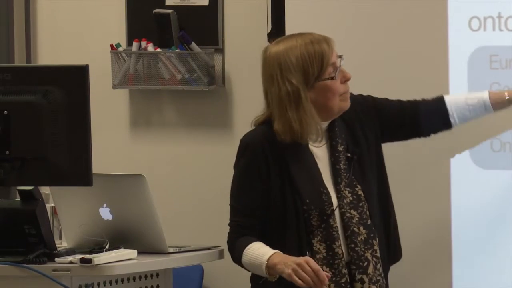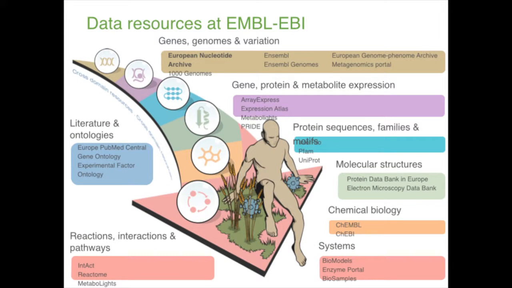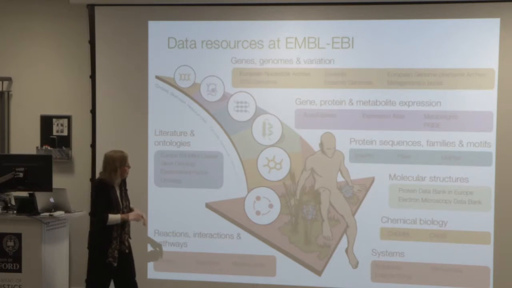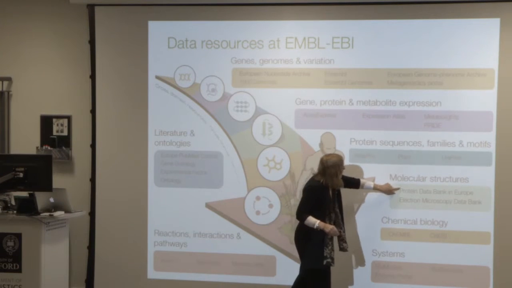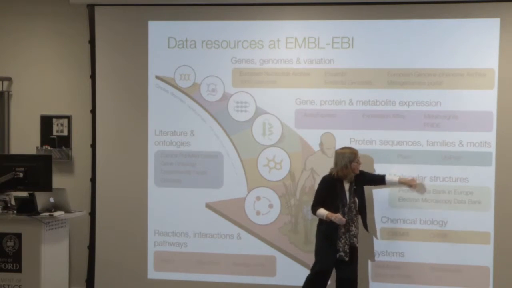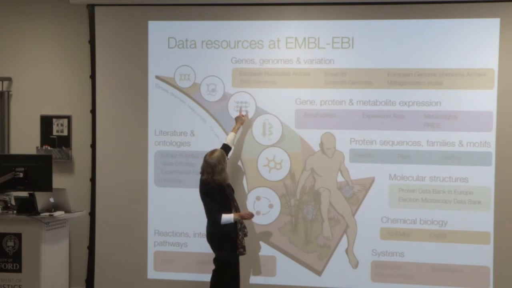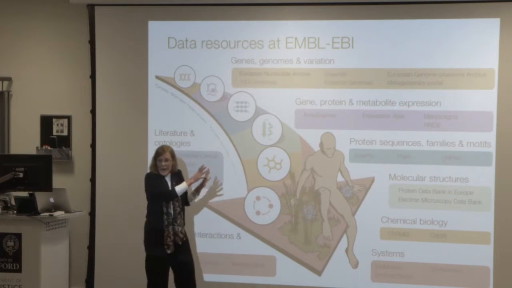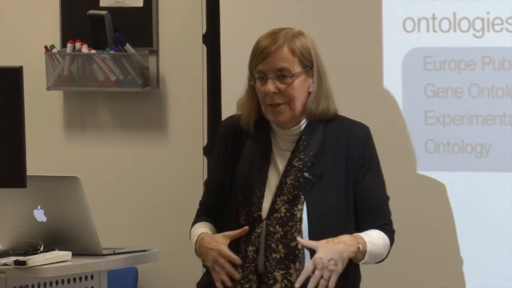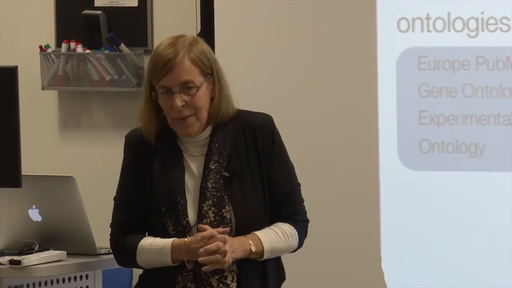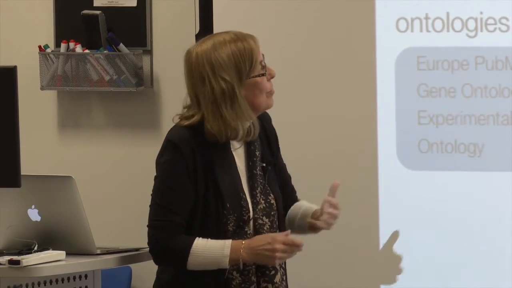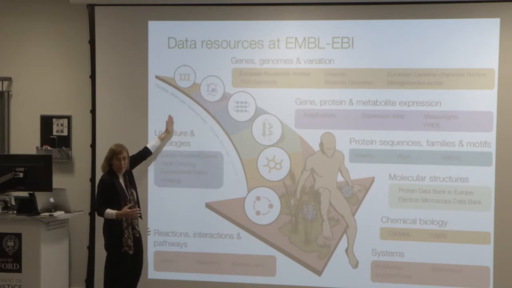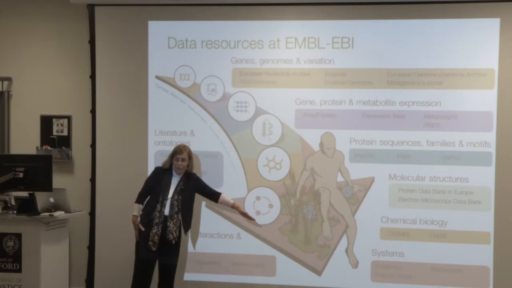And now this shows all the different types of data resources that we are responsible for at EMBL EBI. And you can see here we have our structures, and we also have the protein sequences here. And when I got there, there was the European Nucleotide Archive, it was called EMBL then, and Array Express, and that was all. Now there are over 40 different resources that are looked after by the EBI. And the idea of this arrow here is that we go from the molecular at one end to the systems, the whole organisms at the other end.